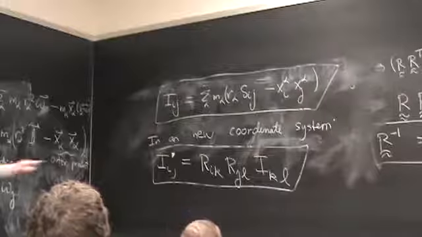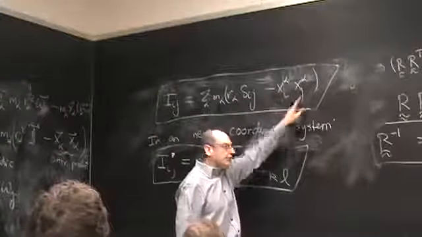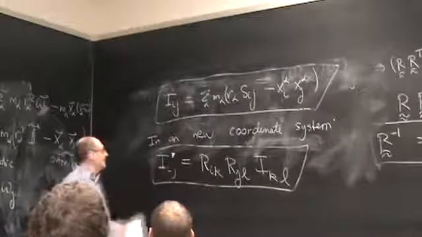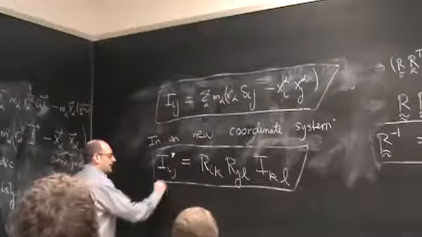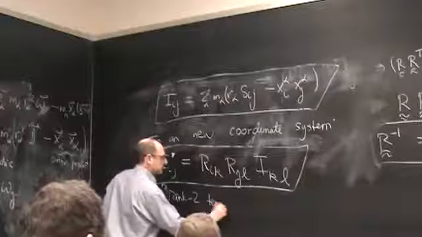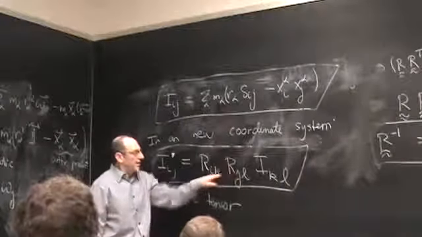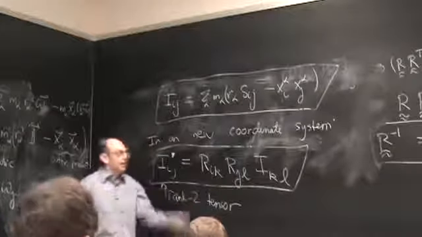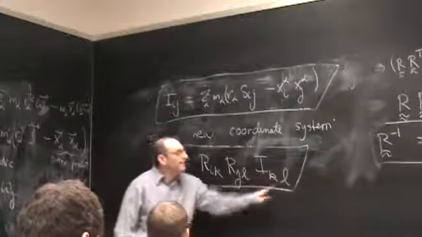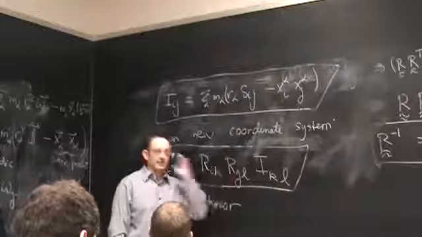Because I need to perform transformation on this and transformation on that. So to transform a tensor, in this case a rank 2 tensor, we must transform this with 2 rotation matrices, summed over the 2 indices associated with this rank 2 tensor.